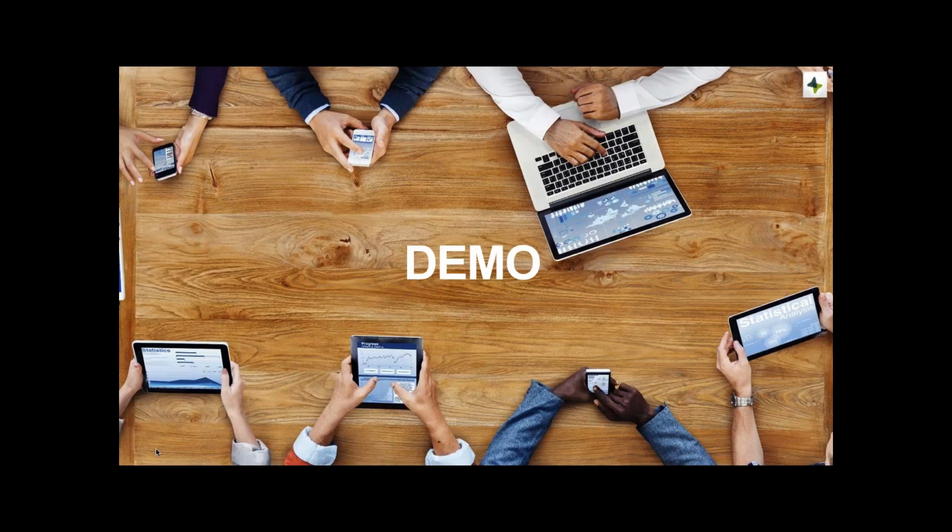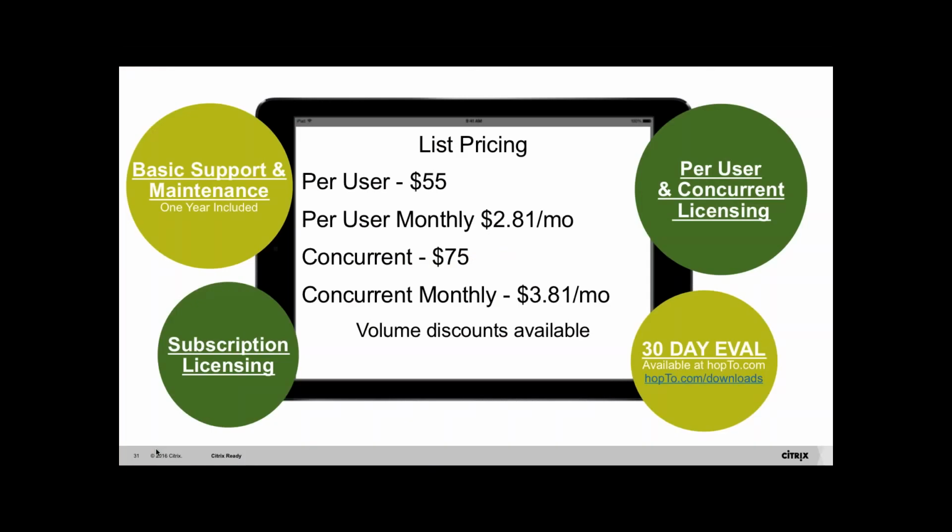All right, so let's talk briefly about pricing, and then we'll jump into questions. So the pricing for hopTo for Citrix HDX, if you talk perpetual, per user is $55. Concurrent is $75. We also offer 2 subscription options. You can do per user per month for $281 a month, or concurrent per month for $381 a month. Of course, we have basic support and maintenance included, and there are obviously additional opportunities and volume discounts that are available.